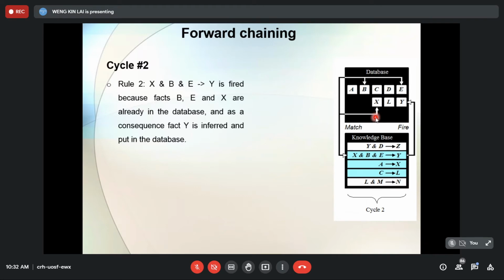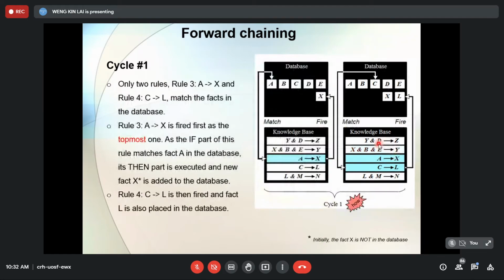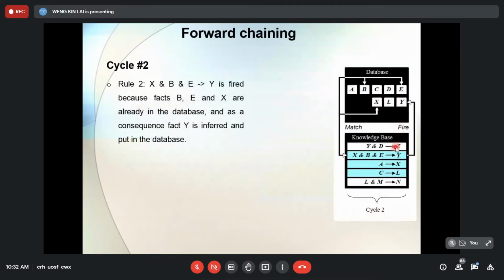So in cycle number two, we look at rule number one. Right, rule number one, Y and D is true, then Z is true. Do I see Y? No, I don't see Y. Y is only there after rule number two is executed. So you can see that if I process this rule here, I can only see D. I don't see Y being true. So that's why rule number one is not fired.